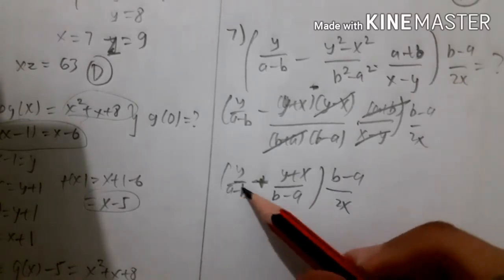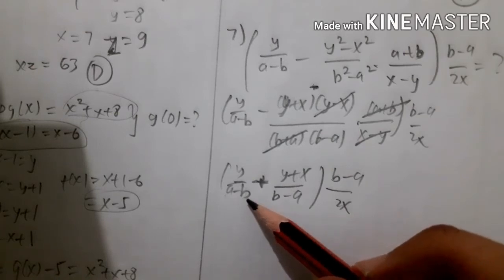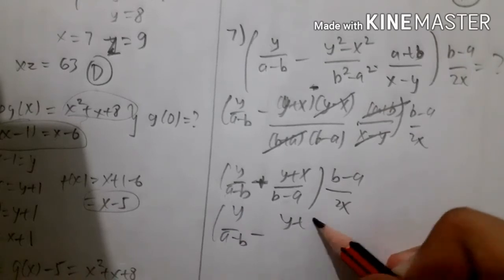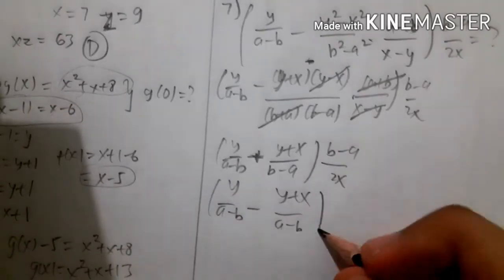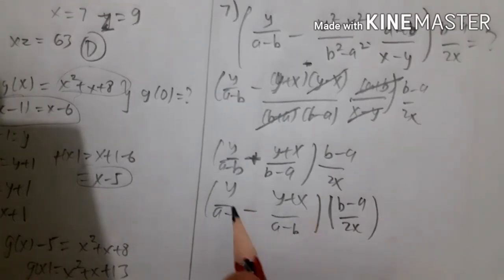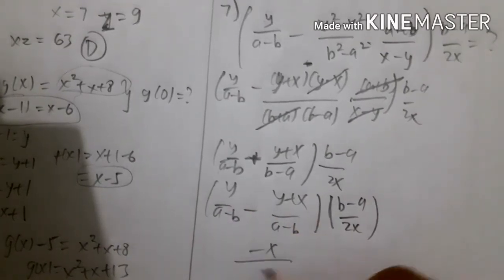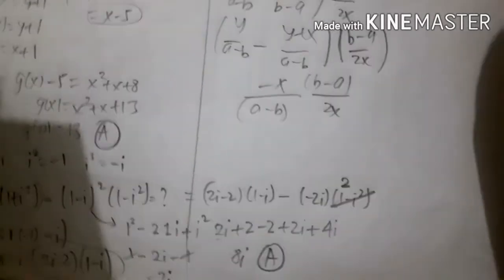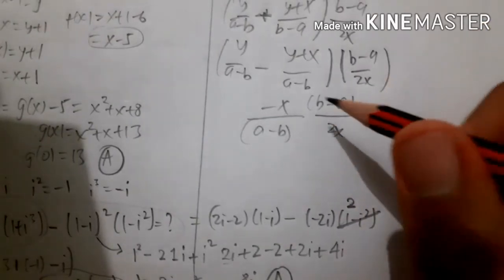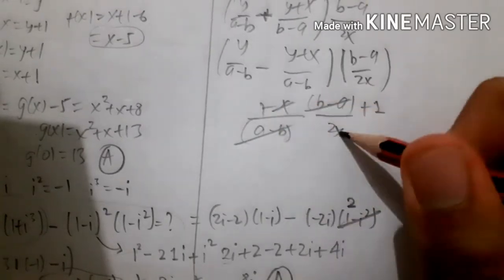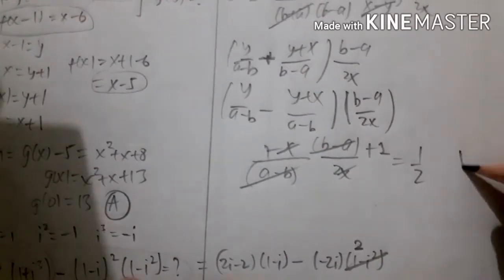Because this a minus b is actually just like times minus 1 of b minus a, we could change that into minus over a minus b. And then you could just subtract it together, so that it is minus x over a minus b, b over a over 2x. And from this, we could just subtract that, it will become minus 1 times minus, so it will become half. Okay, so the answer is B.